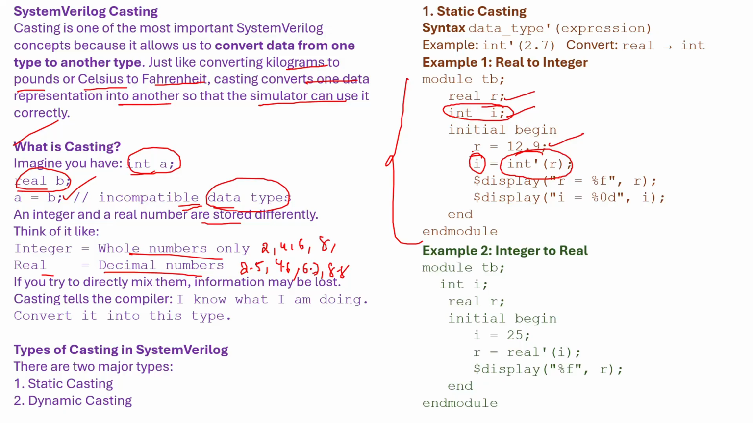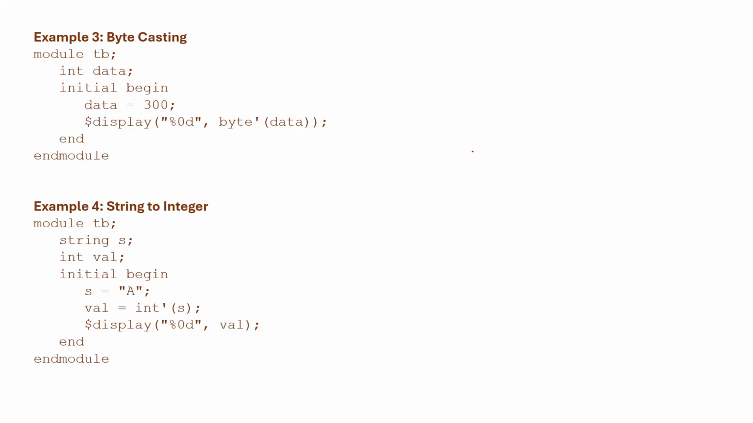Same thing. Real, take some expression. Okay, so integer value you are giving 25. Then that should be converted into real value, meaning 25.0. Okay, so then some decimal values will be there. Understood, right? Byte casting. That means I want to convert to byte format. Okay, whatever the data I'm taking here should be converted into byte format. So take the byte tick data. Whatever data I'm considering should be converted into byte format. So I'm taking the byte data here.